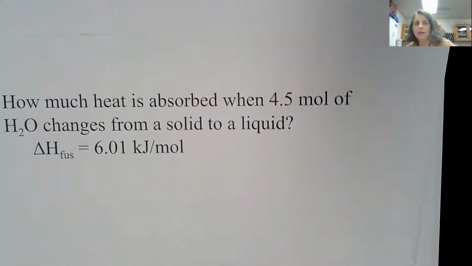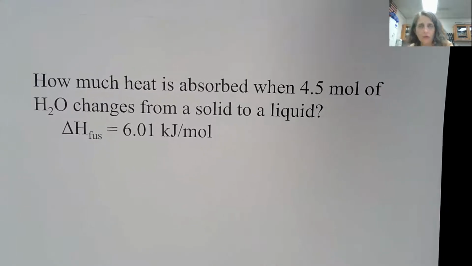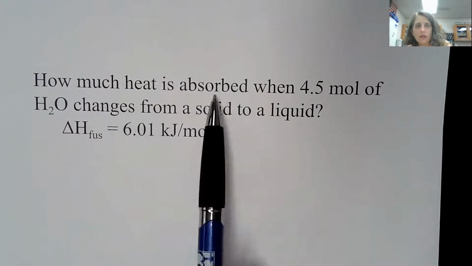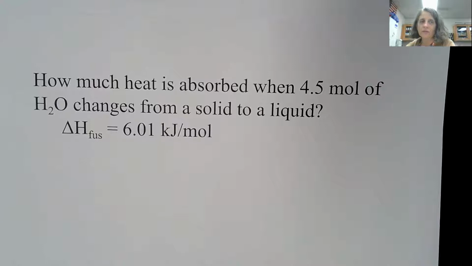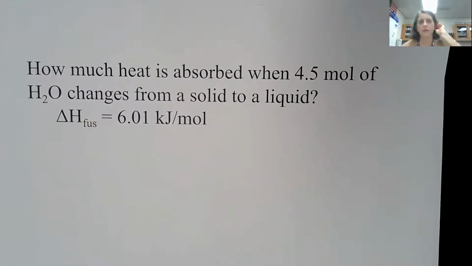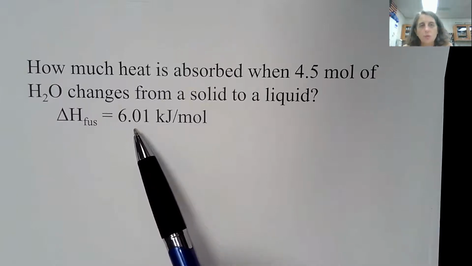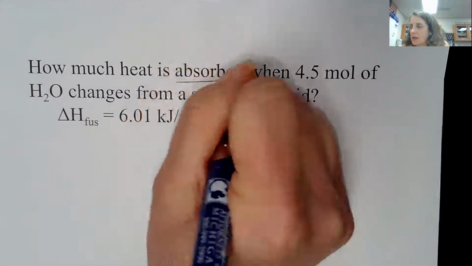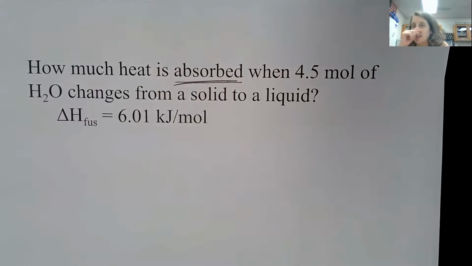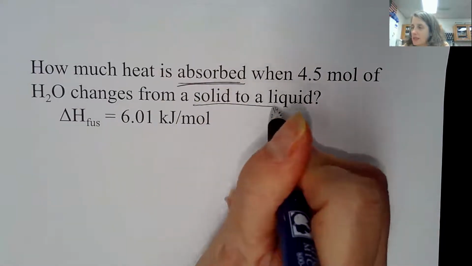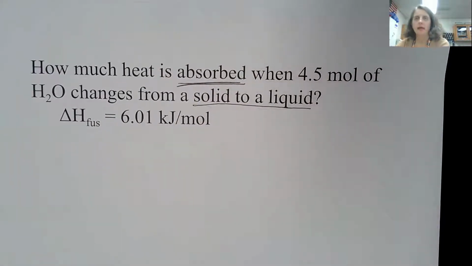So calculation-wise, these are pretty straightforward calculations, but I want to show you 2 examples so that you have them in your notes. So how much heat is absorbed when 4.5 moles of water changes from a solid to a liquid? And the heat of fusion is 6.01 kilojoules per mole. So a key word in this description is absorbed. And please note you're going from a solid to a liquid. So again, pause the video if you need to.